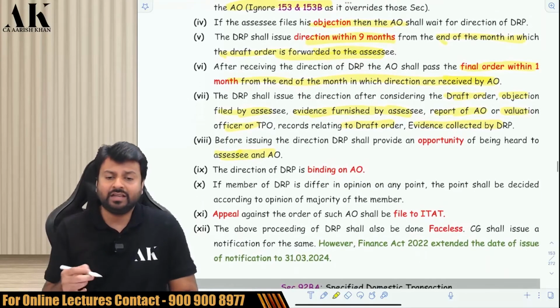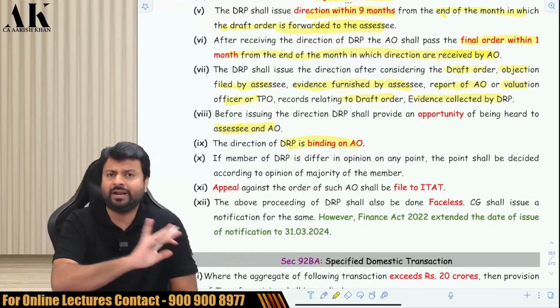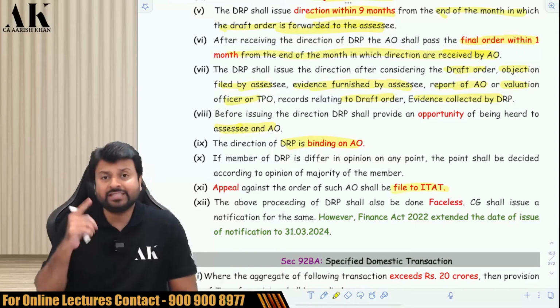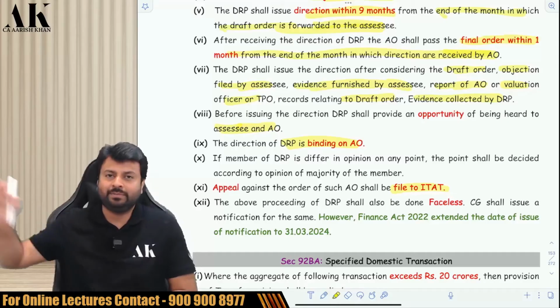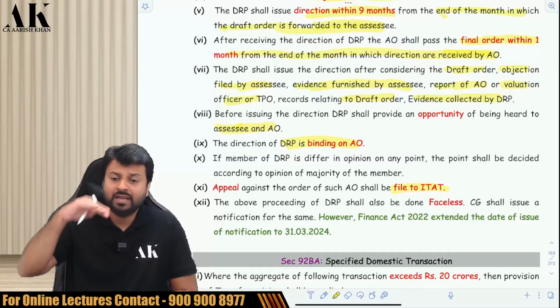The DRP's direction is binding on AO. It is not binding on the assessee. Assessee can appeal later on against the order of AO to ITAT. So against the order of DRP, you can directly go to ITAT now. You are not going to go to CIT appeal because already 3 CITs have passed the DRP order. So it doesn't make sense to go to CIT appeal. You have to go to ITAT now.